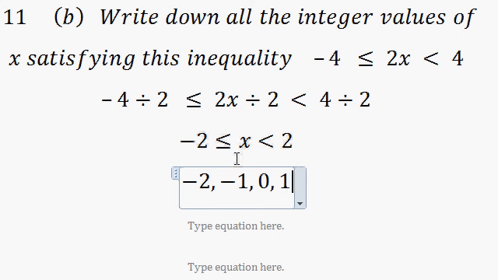Minus 2 is equal to minus 2. Minus 1 is greater than minus 2. 0 is greater than minus 2. 1 is greater than minus 2. So they could all be possible values for x, because minus 2 is less than or equal to all of these.